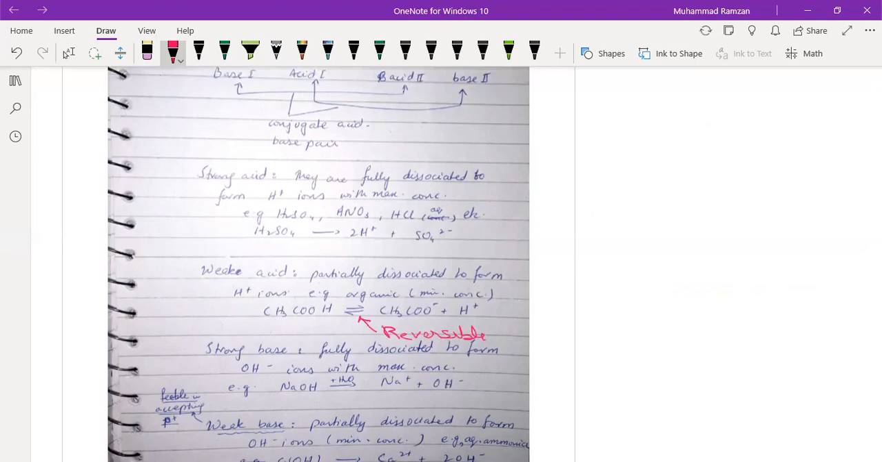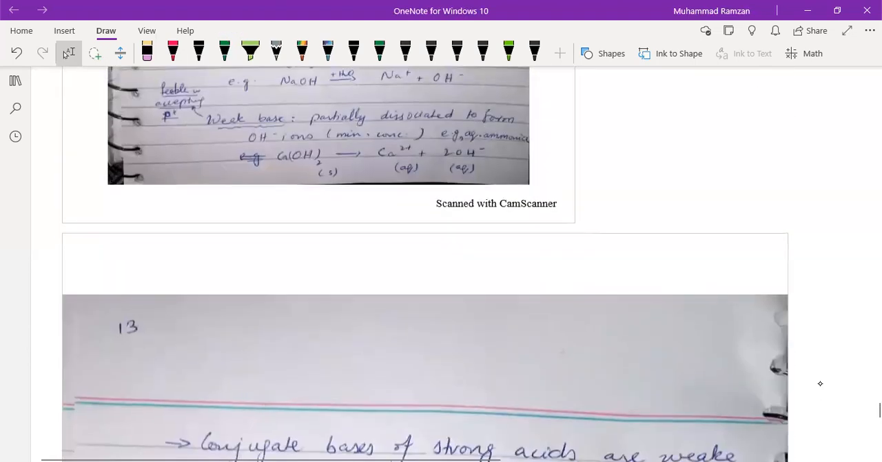Or partially dissociated. Then strong bases are fully dissociated, or you can say fully dissolved, to form OH minus ion with maximum concentration. Now, weak bases are partially dissociated to form OH minus ion, like calcium hydroxide.